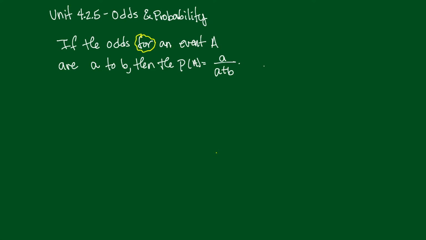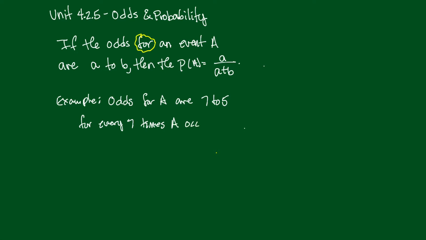Here's an example. Suppose that the odds for A are 7 to 5. All right, so 7 to 5. That means for every 7 times A occurs, there will be 5 times it does not. All right, pretty straightforward, I think.